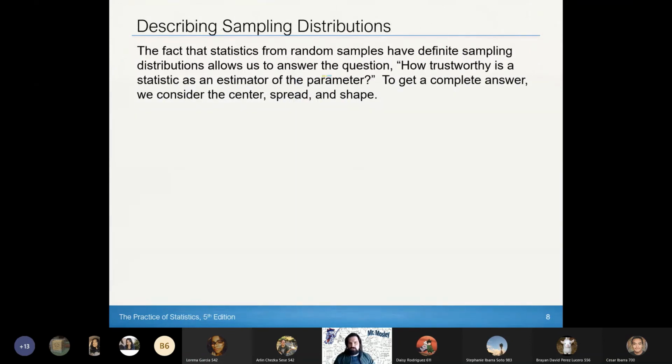Describing sampling distributions. The fact that statistics from random samples have definite sampling distributions allows us to answer the question, how trustworthy is a statistic as an estimator of the parameter? To get a complete answer, we consider the center, spread, and shape.